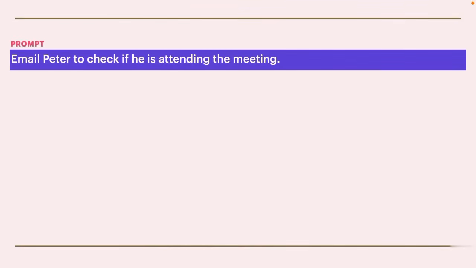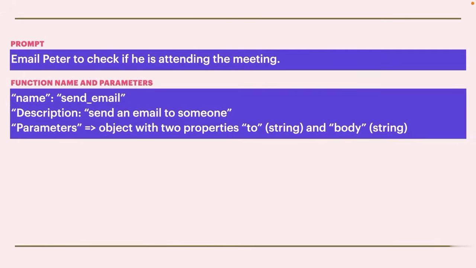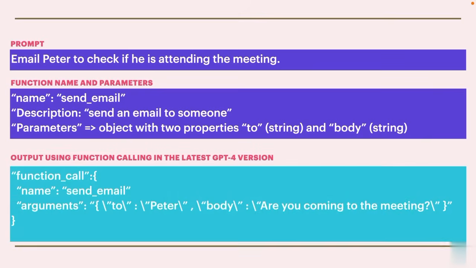Now, if we analyze the first request in this chain, we can see that we send a prompt to the model as well as a function, and we describe the function to ChatGPT, providing the name of the function, the description and parameters. And this is going to be in JSON format, and then the output of this first request is going to be something that includes a function call with the name of the function and the arguments of the function formatted in JSON format.